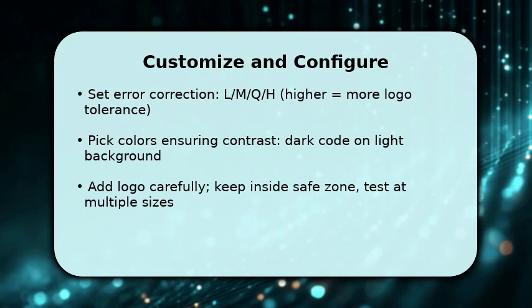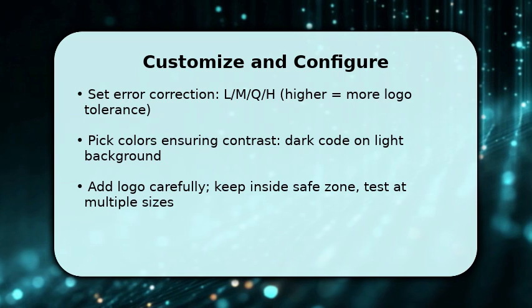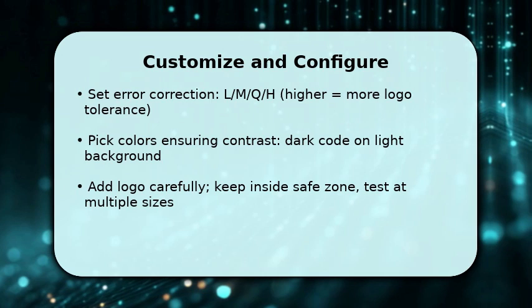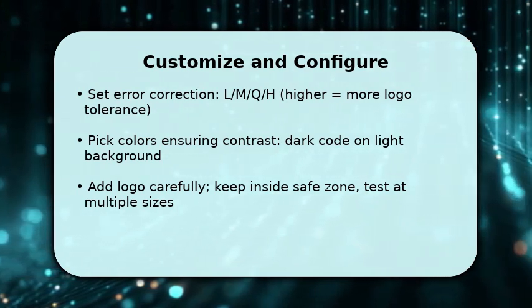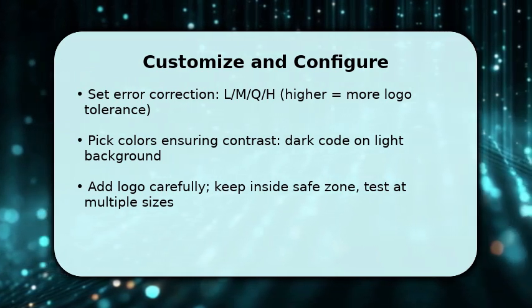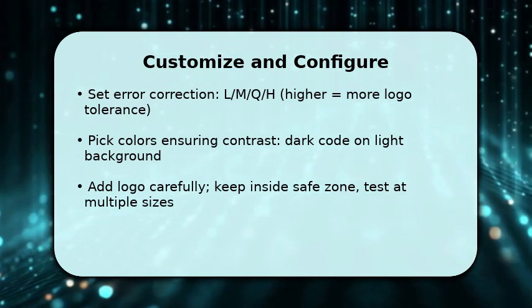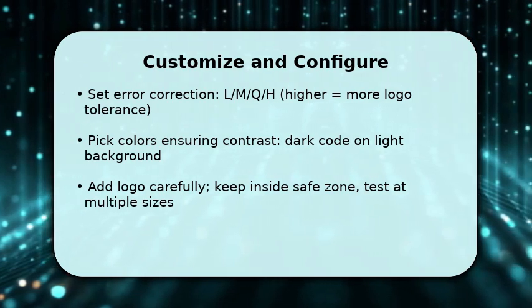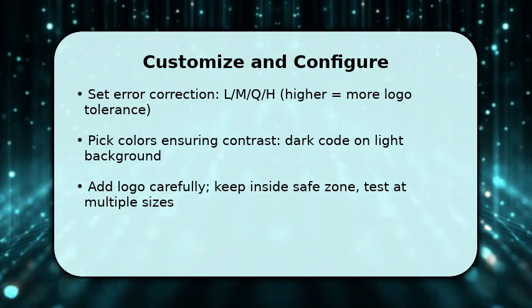Now you customize the look while preserving scannability. Raise error correction to Q or H if you plan to add a logo so the code still reads. This trades space for robustness. Once the level is set, choose dark foreground and light background to maintain contrast. If you add an icon, keep it within the center safe zone and reduce its size. This prevents data loss. Finally, set pixel dimensions suitable for your final medium so the code will scan reliably.